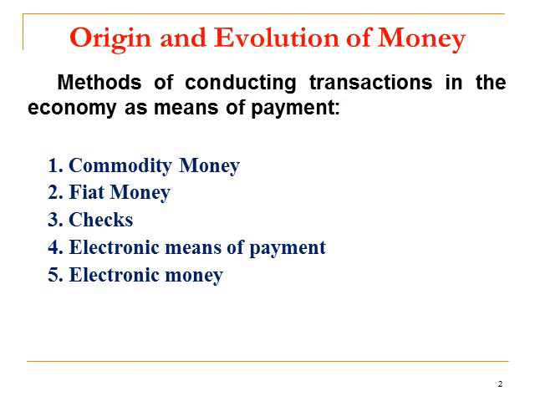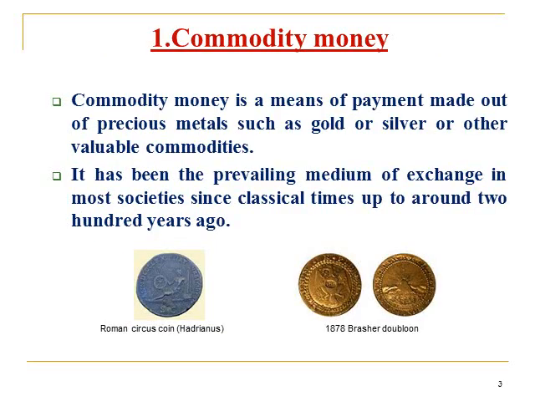Money evolved from number 1 commodity money, number 2 fiat money, number 3 checks, number 4 electronic means of payment, number 5 electronic money. Now we will discuss each of these means. We move to slide number 3.